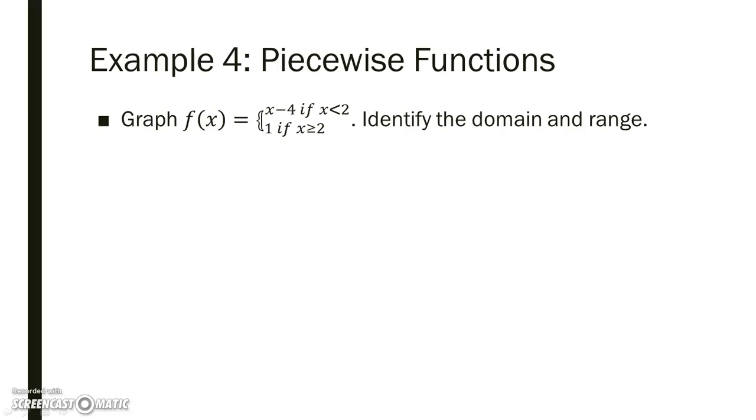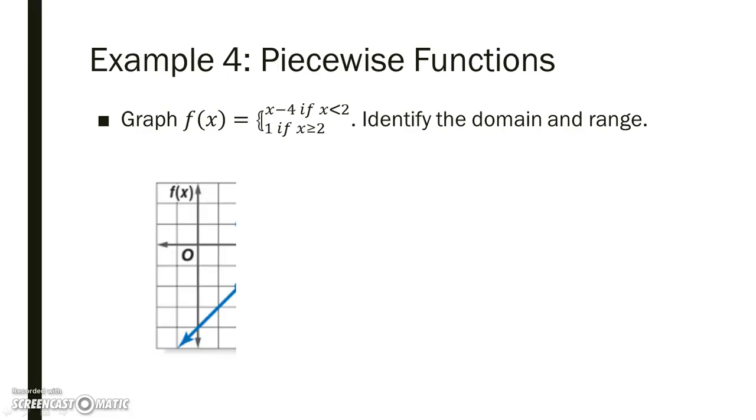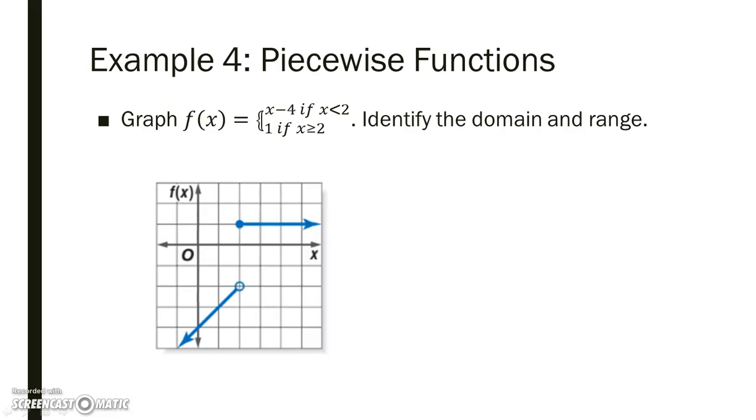For our example of piecewise functions, we're going to graph the function f of x equals either x minus 4 if x is less than 2, or 1 if x is greater than or equal to 2. So we're going to graph the linear function f of x equals x minus 4 for x less than 2. Since 2 does not satisfy this inequality, we're going to stop with an open circle at (2, -2). Graph the constant function f of x equals 1 for x greater than or equal to 2. Since 2 does satisfy the inequality, we're going to begin with a closed circle at (2, 1). We're going to draw a horizontal ray to the right.